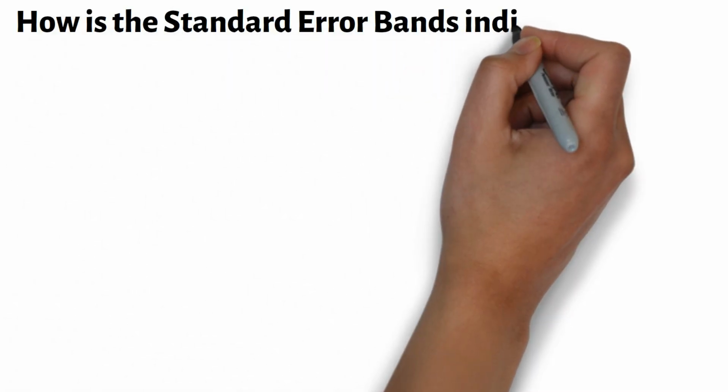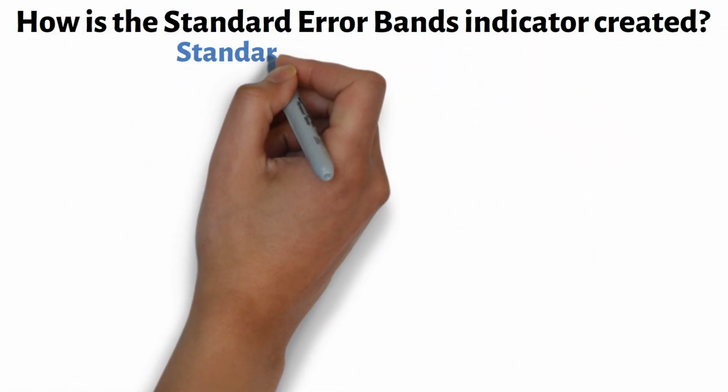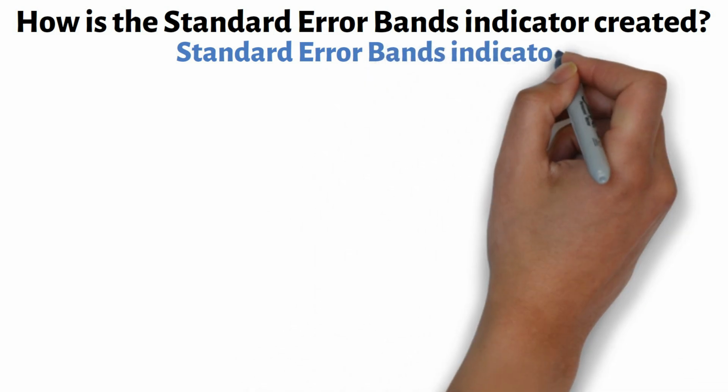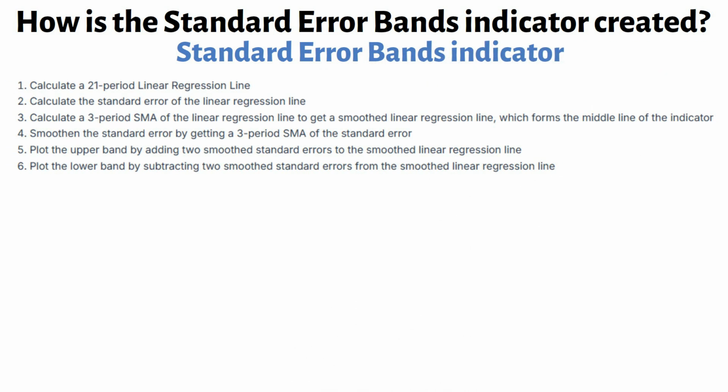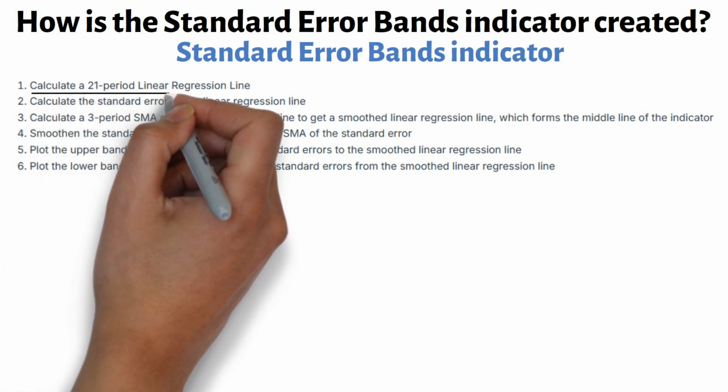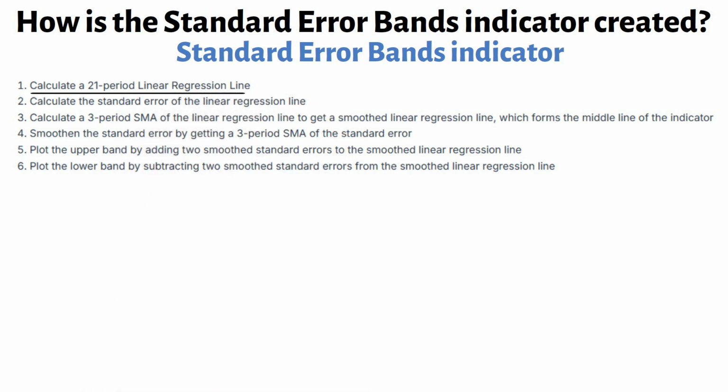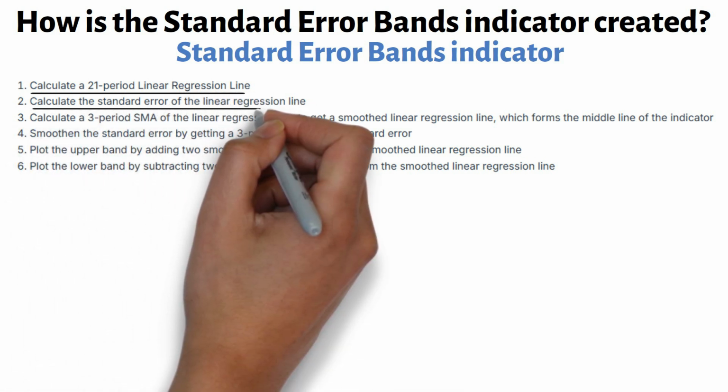How is the standard error bands indicator created? To create the standard error bands indicator, you need to follow these steps. First, you calculate a 21-period linear regression line and the standard error of the regression line.